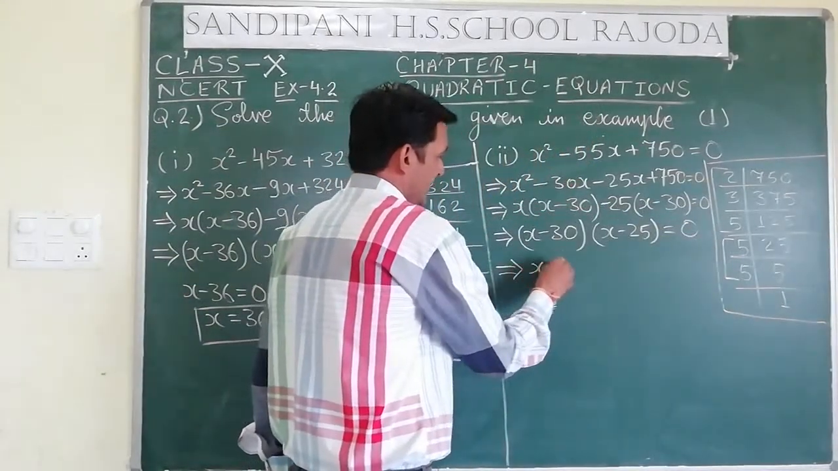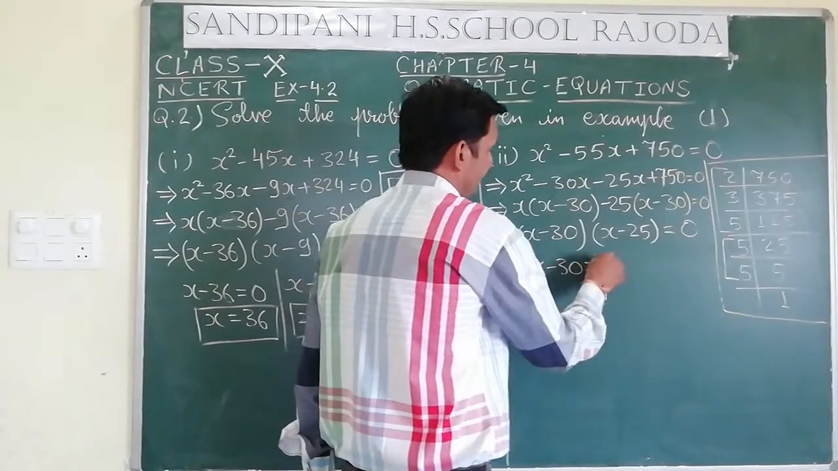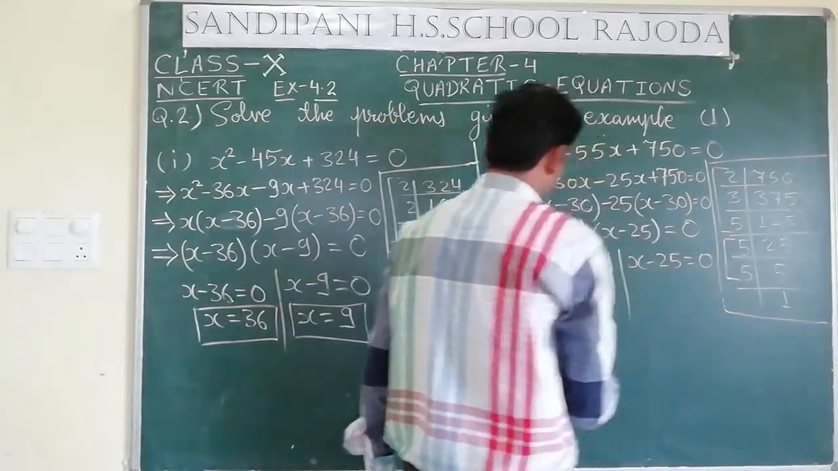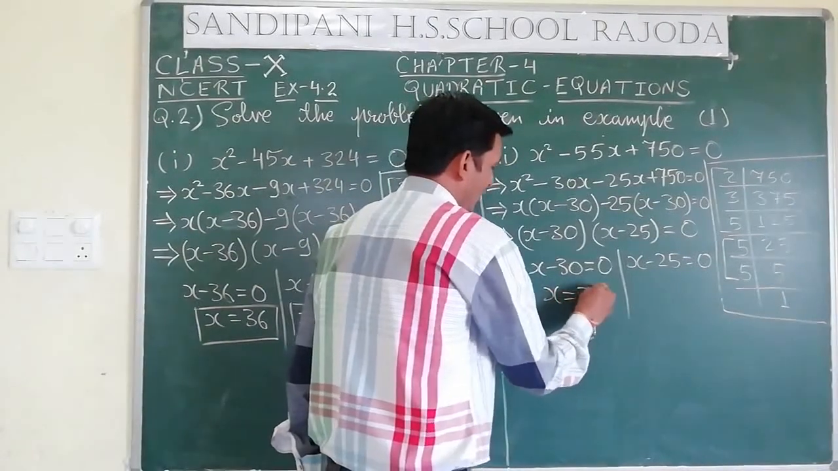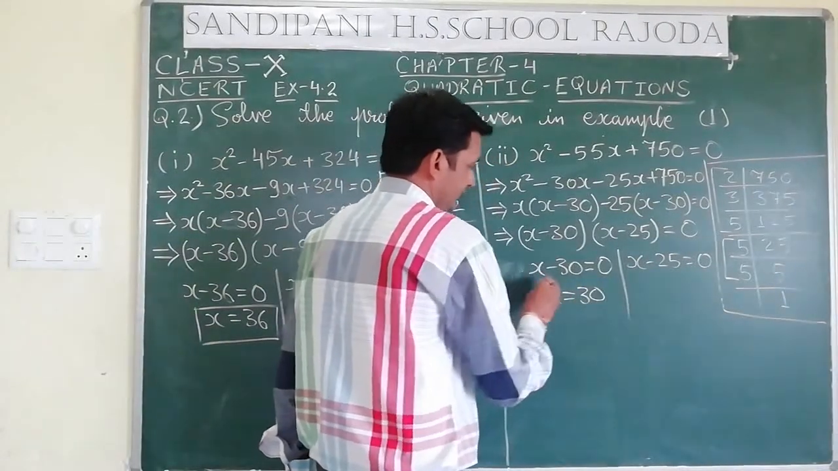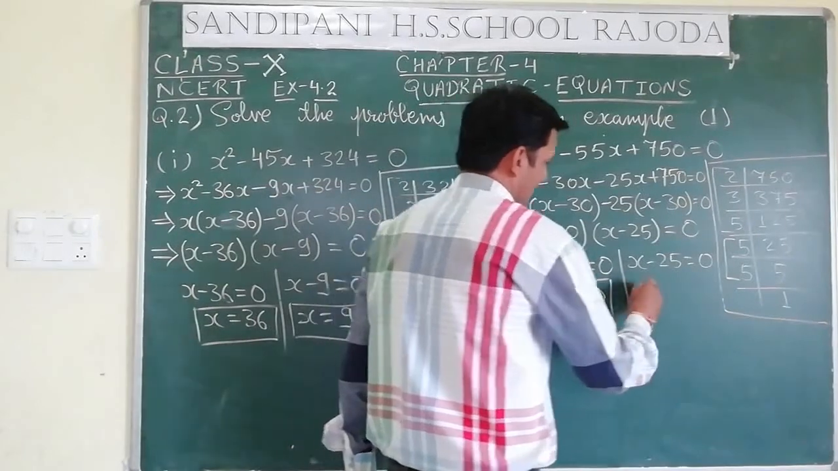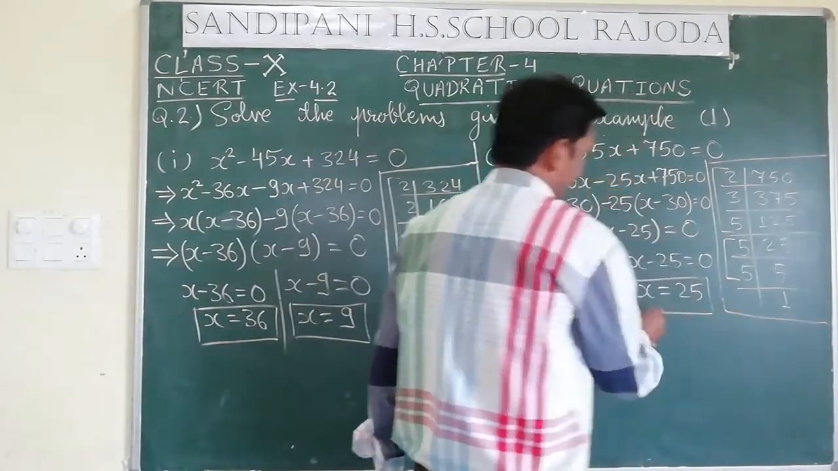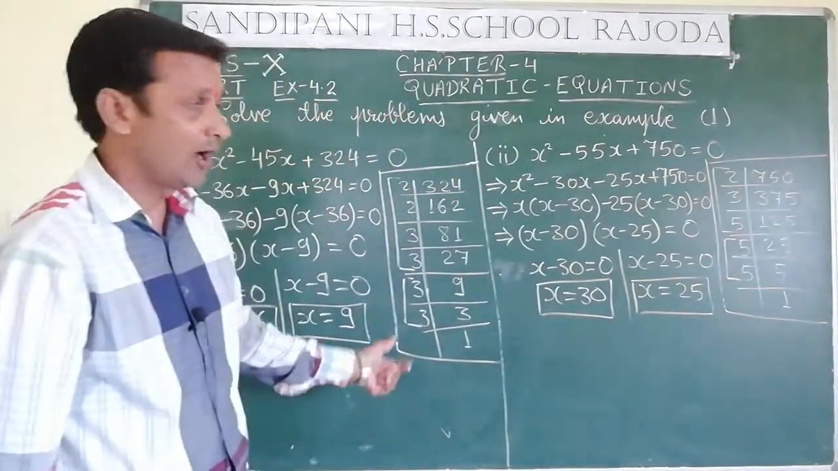So x minus 30 is equal to 0 and x minus 25 is equal to 0. So x is equal to 30 now and x is equal to 25. So this question is now over.